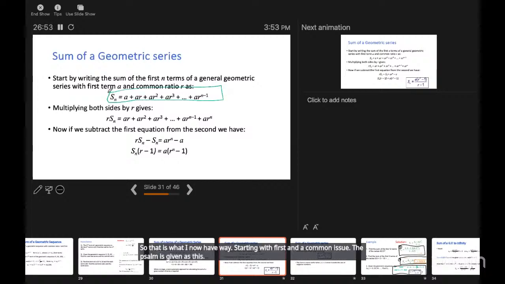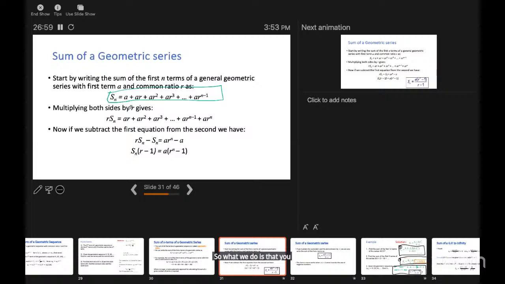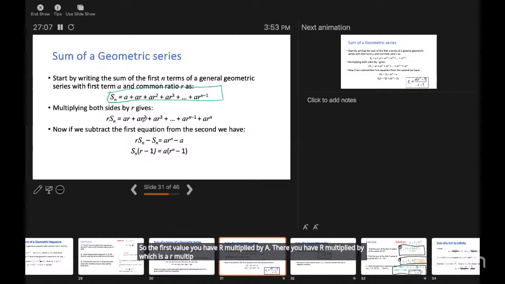But we want to find the formula for general n. So what we do is multiply both sides of this by the common ratio R. So the first one here, you have R multiplied by Sn. Then you have R multiplied by A, which is AR. R multiplied by AR, which is AR squared. And so on and so forth here. So what we do now, this is equation 1, this is equation 2, and let's say I subtract equation 1 from equation 2.